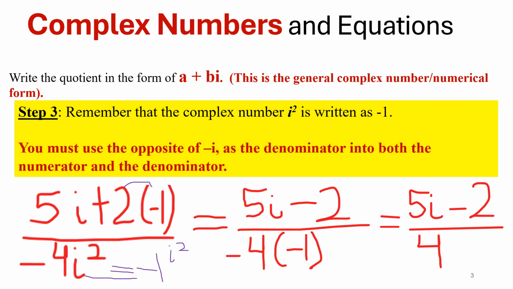This i squared is going to become a -1. Okay, we don't write this here anymore. This is gone. I just wanted you to see the rule. This -4 times this -4 is going to become a +4. And this is 5i minus 2. Are we done? No. Do you remember it said a plus bi?